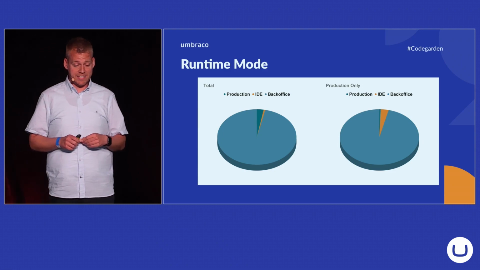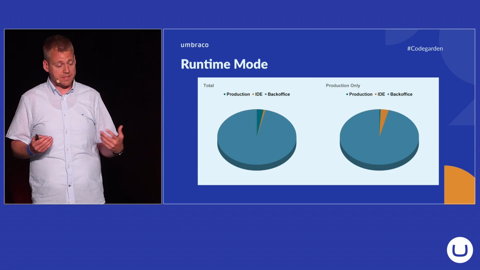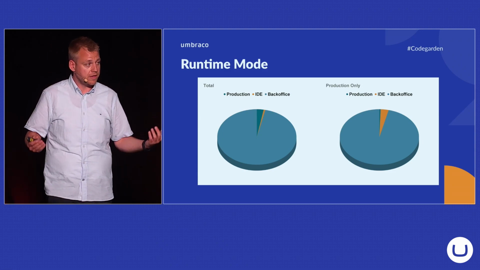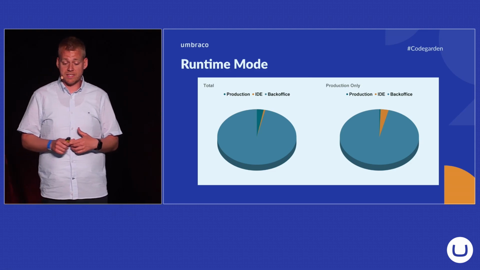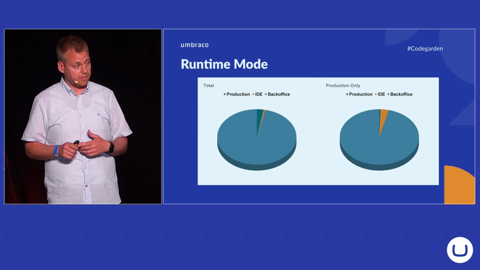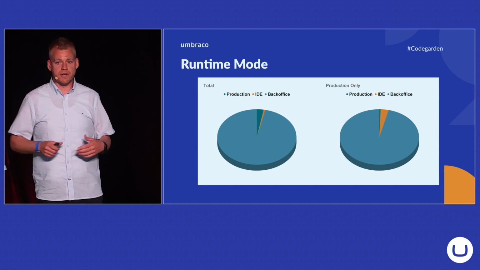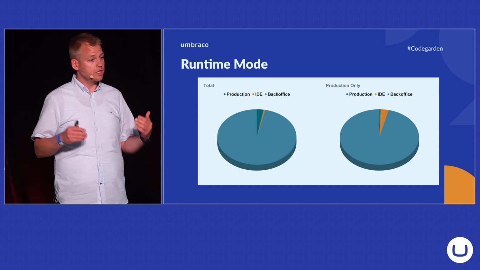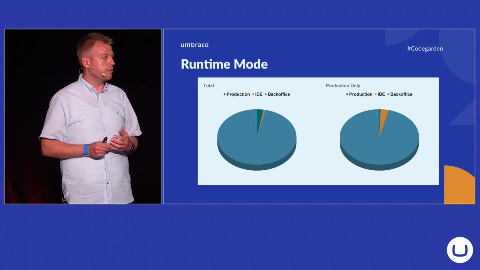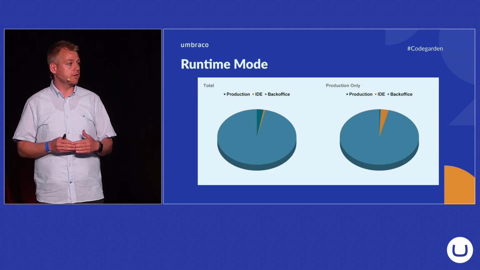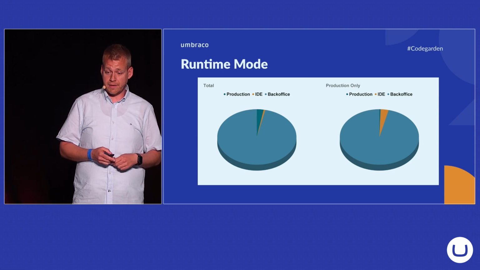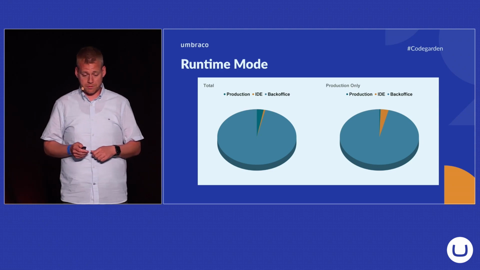Another interesting insight is that the runtime modes introduced in 10.1 are not actually used that much. We see 95% is still using the backoffice development mode. Again, I can only recommend you to use production if you do not use the functionality for changing templates or doc types from the backoffice in your production environment. It's an easy way to get better performance.